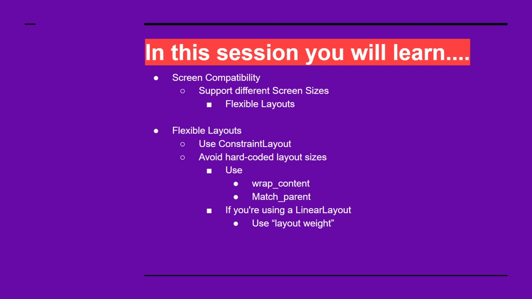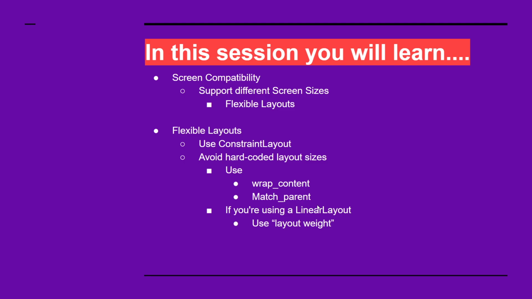When you say flexible layouts, what Android recommends is to use a layout called constraint layout. That is what the Android developer docs recommend. That is one thing, and the other thing is we have to make sure that we avoid hard coding the sizes. Let's say if there's a button, we should not give a fixed width and height. Instead, we can use techniques like wrap content or match parent.